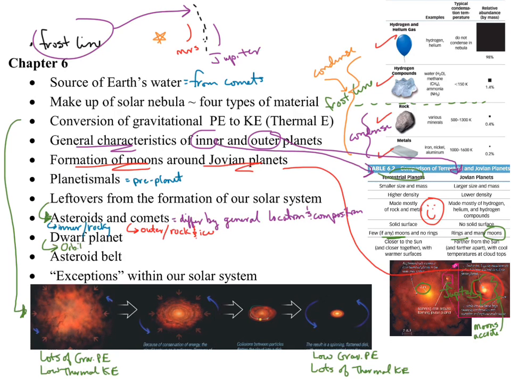Dwarf planets, of course, Pluto is a famous dwarf planet. A dwarf planet will orbit the sun. It will be spherical because it's kind of big, but it has not cleared its orbit. That's why Pluto failed. Asteroid belt located between Mars and Jupiter.